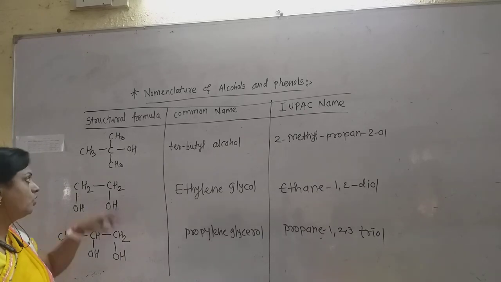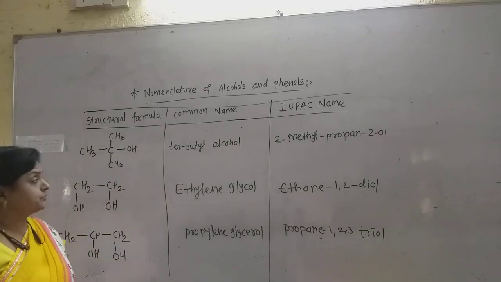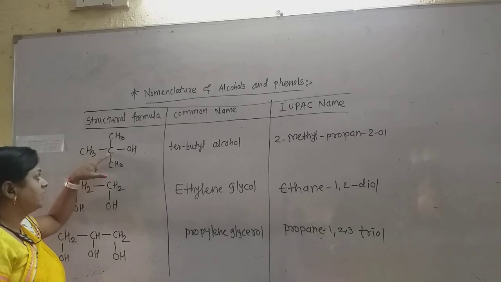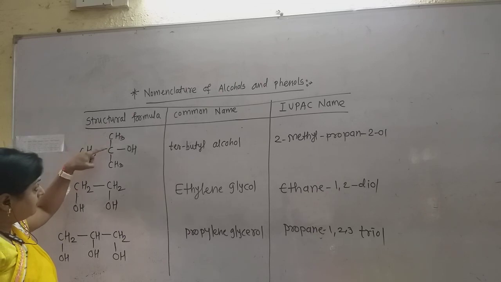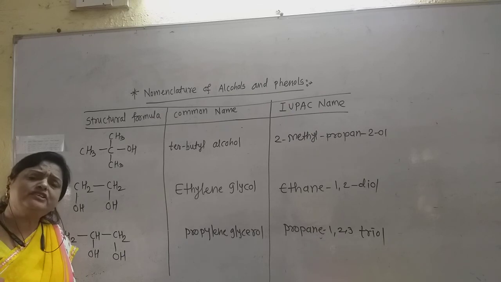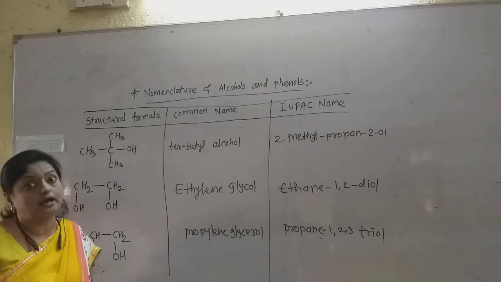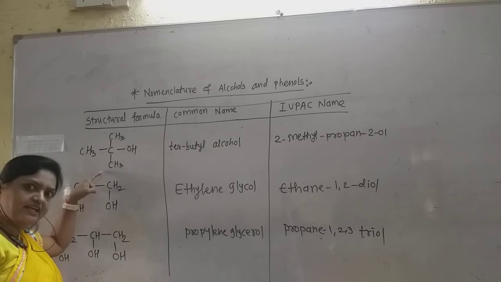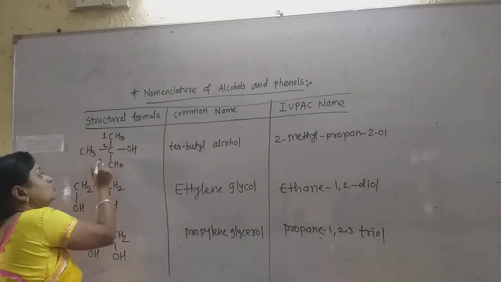You know that. Now numbering is given from that side which has the OH group nearest. But if we give the numbering from this side in this way, 1, 2, only 2 carbon atoms are there. But if we give the numbering in such a straight chain, it contains 3 carbon atoms. So always consider that straight chain which contains the maximum number of carbon atoms. In this straight chain there are only 2 carbon atoms, but in this chain there are 3 carbon atoms. So give the numbering from this side, 1, 2, 3.